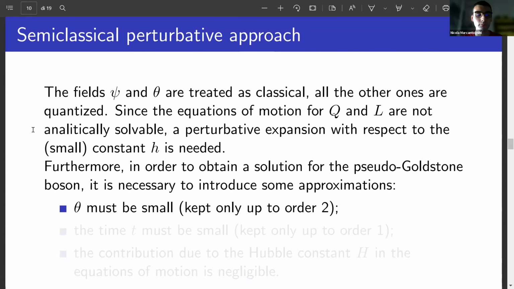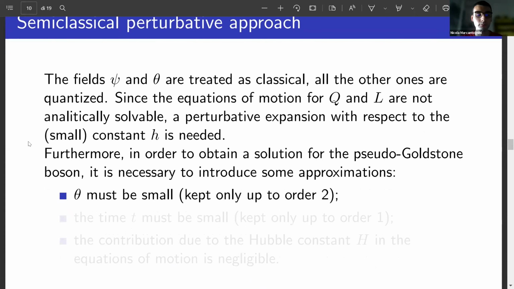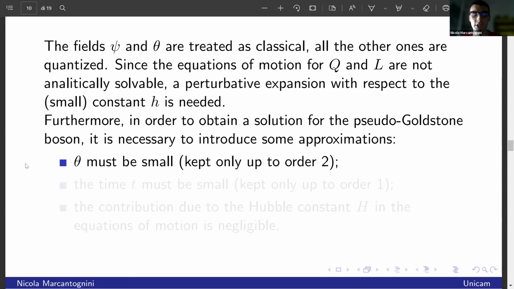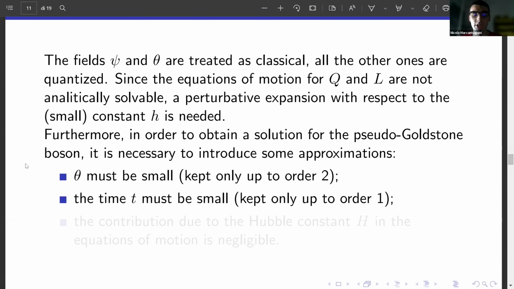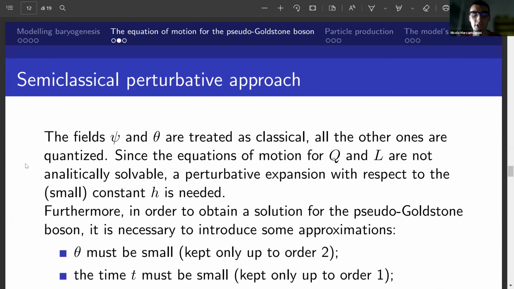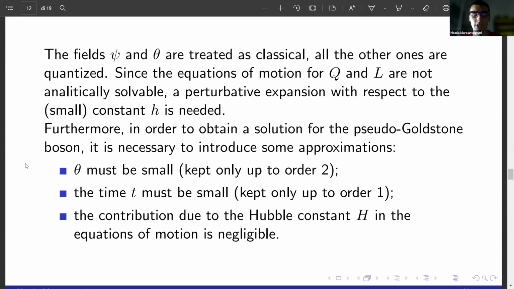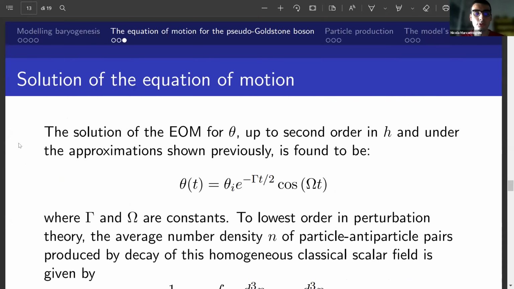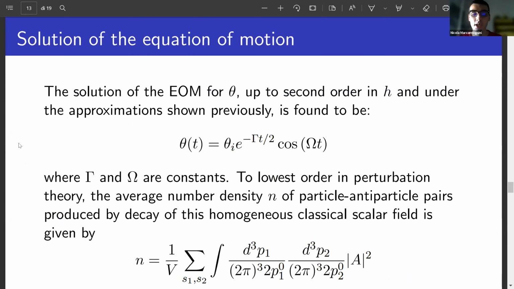And since the constant h must be small, we perform the perturbative expansion with the following approximations. First, theta must be small; it was kept only up to order 2. Next, the time t must be small, up to order 1. And finally, the contribution due to the Hubble constant H in the equations of motion was supposed to be negligible. Thanks to this approximation, we were able to obtain a damped harmonic oscillator as our solution.